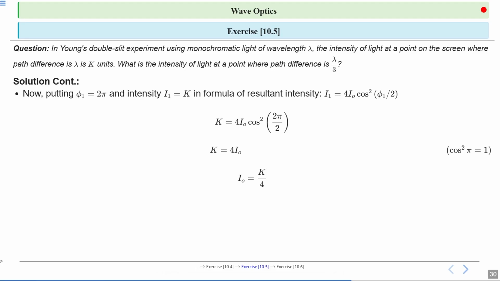So from the equation K equal to 4I0, we can solve for I0, giving I0 equals K upon 4. This tells us that the base intensity, or initial intensity, of the light source used in the experiment is a quarter of the intensity K at the path difference of lambda. So we conclude the intensity of light being used in the experiment is K by 4.